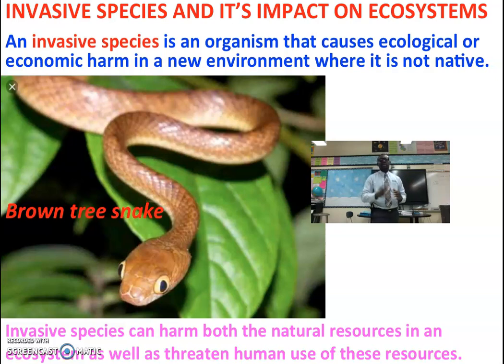All right, so in our diagram here we see brown tree snake. This organism is an invasive species. So the introduction of this organism into a new environment may cause harm. This organism may eat other organisms. All right, and this will result in the extinction of other organisms. Okay.